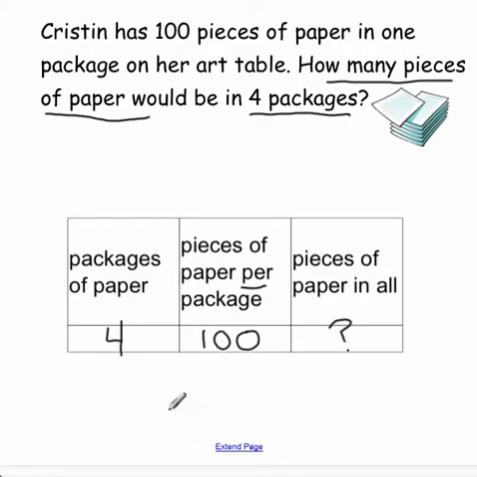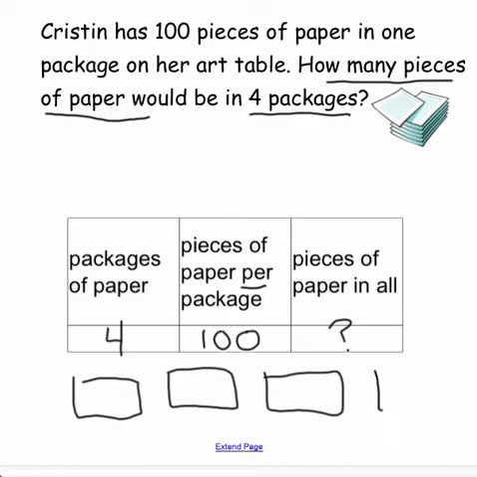So again, I think I'm going to go ahead and draw a picture. This is step 3 now, on what will you do. I'm going to draw the 4 packages. There's 1, 2, 3, and 4. Each package has 100 pieces of paper, so I'm going to go ahead and write my 100s.